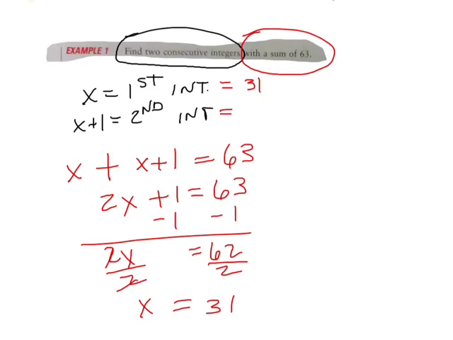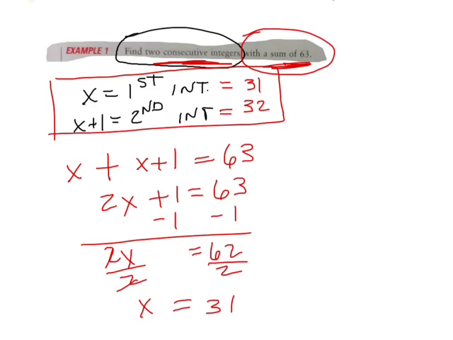And the second one is x plus 1, 31 plus 1, 32. So are they consecutive integers? Yes, they are, 31 and 32. Do they have a sum of 63? Yes, they do. Add them up, they are 63. So here is your boxed in answer.